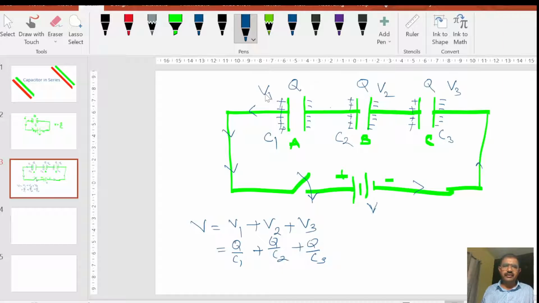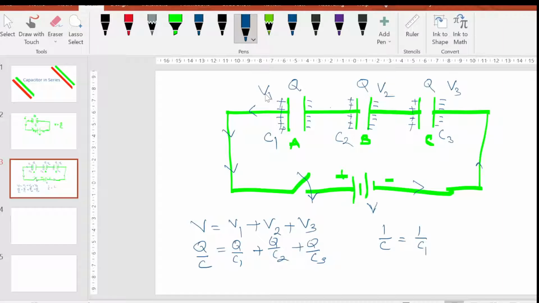If the total capacitance of the circuit is C, then we can write V equals Q by C. If we solve this equation, Q will be cancelled out and we finally get the formula 1 by C equals 1 by C1 plus 1 by C2 plus 1 by C3. The important thing to keep in mind is that in a series combination, the charge across all capacitors remains the same.